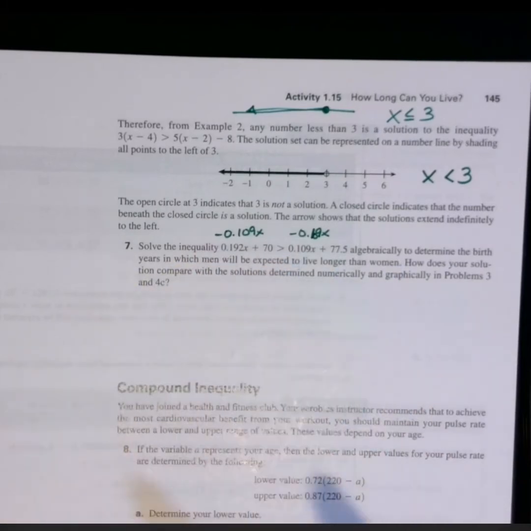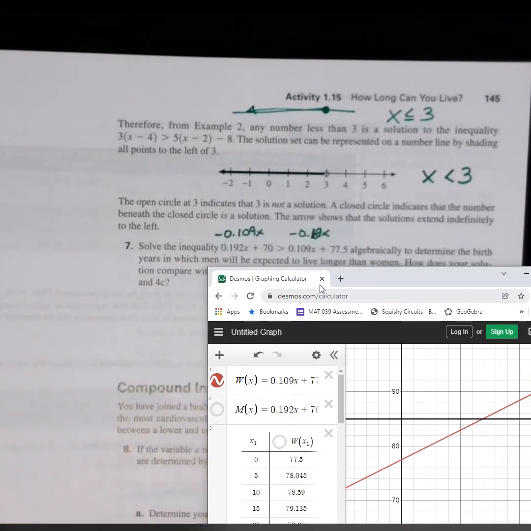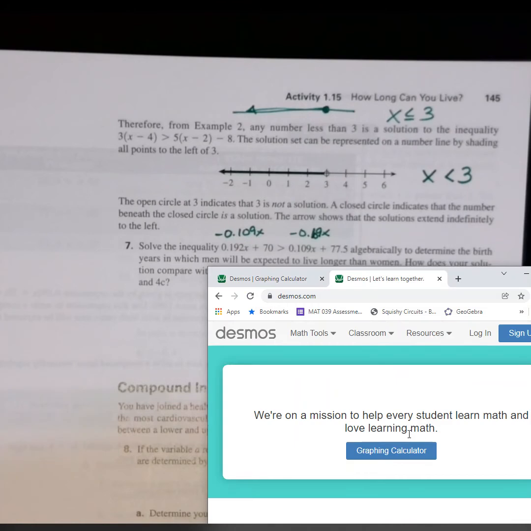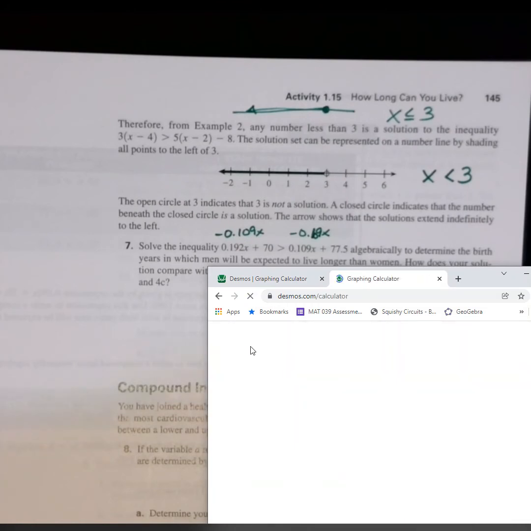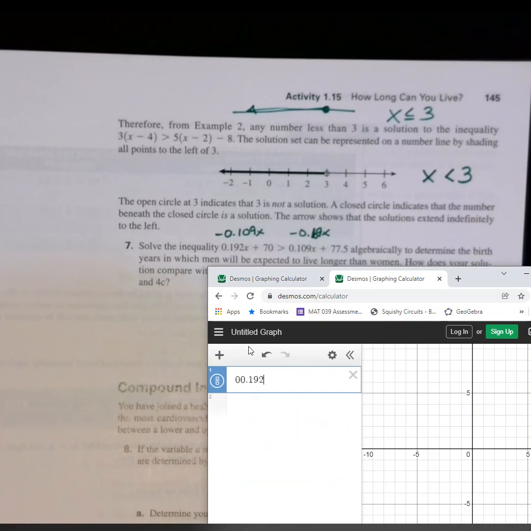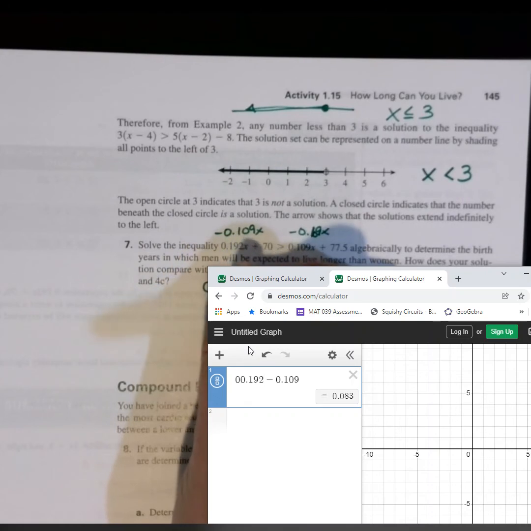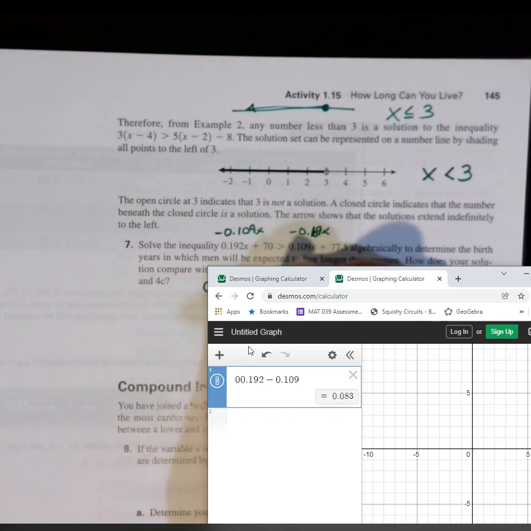So if we get our calculator here for the computation, I'm just going to make a new one real quick. I need to take 0.192x minus 0.109. I did not mean to type the x. I meant to say it, but not type it. So I should get here 0.083x plus 70 is greater than 77.5.